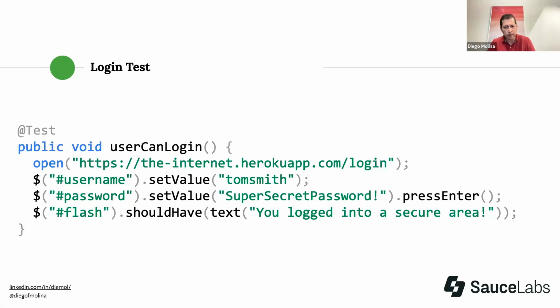If you see open, you understand what is happening there. You understand that there is a username field and the value being set is Tom Smith. Then you press enter. And at the end, you can clearly see that there is an element that should have the text "You logged into a secure area." Those are the nice things about using a framework: you are abstracting yourself from the implementation of the automation tool, and you are writing code that is much simpler and easier to understand.